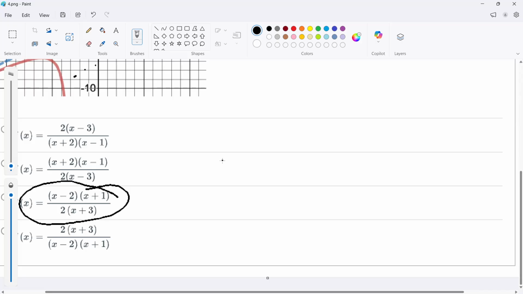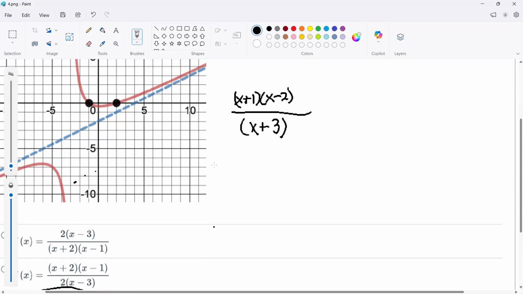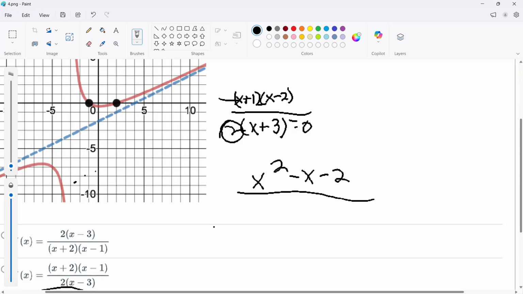I'm going to verify that slant asymptote. So I'm going to FOIL this. x squared plus x minus 2x is minus x, minus 2, divided by 2x plus 3. I'll do synthetic division, divide by x plus 3, and then with a negative, because x plus 3 equals 0, x equals negative 3. I'll use that for synthetic division, and then I'll divide everything by 2 to get the slant asymptote.